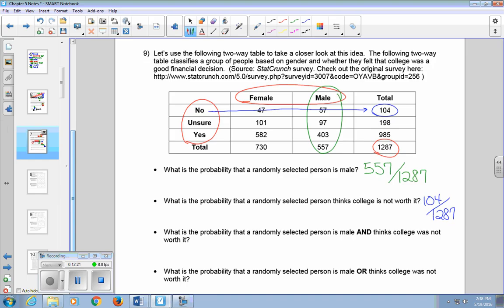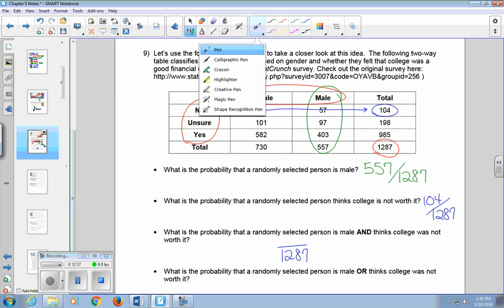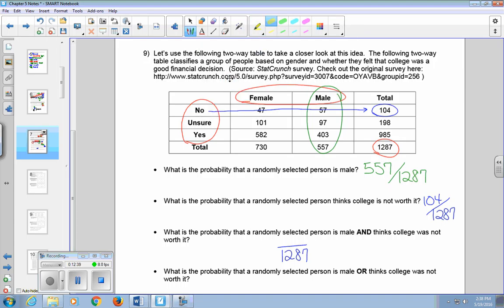Right, third one. What's the probability that a randomly selected person is male and thinks college was not worth it? All right, so we still have a total of 1,287 people, but now we want to know who fits into both of these categories. So we've got male, right, here's our male group here. And then the not worth it is here. We want to know the intersection of these two. So that's right here. There's only 57 people that have both of those characteristics, male and thinks college is not worth it.